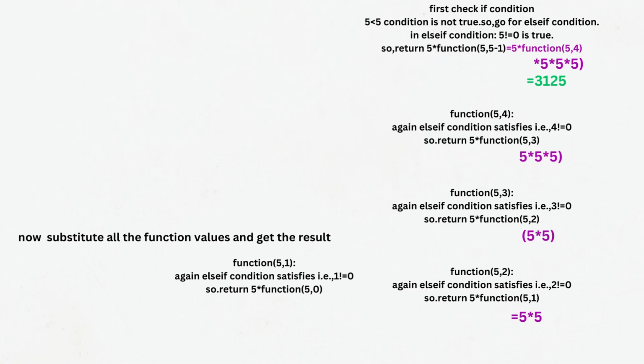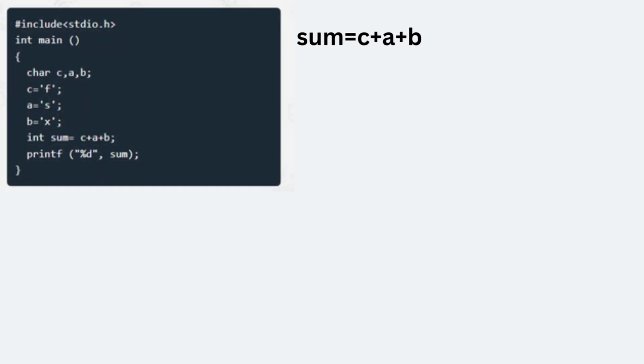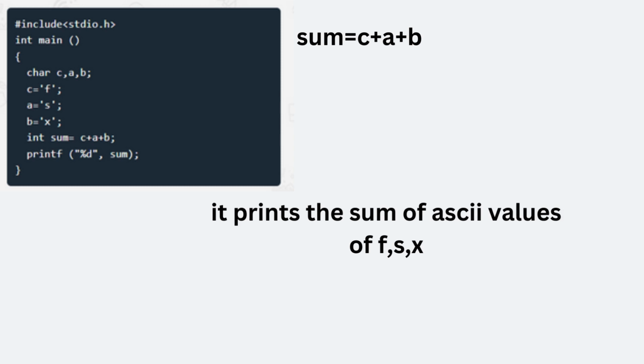Now let's see the third question. Sum equals to c plus a plus b is the result which is to be printed. So it prints the ASCII values of FSK, not like f plus sk, s plus x will be fsx. You should not think like that. It prints the sum of ASCII values of CAB, that is FSK.